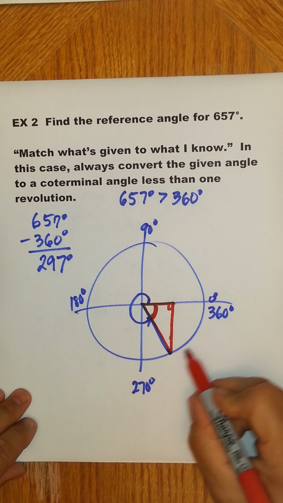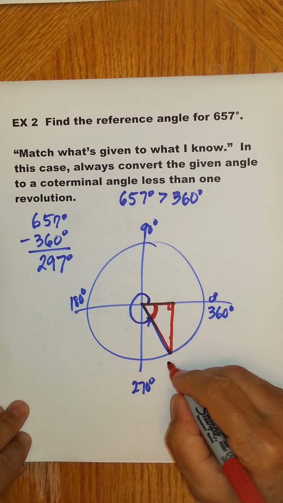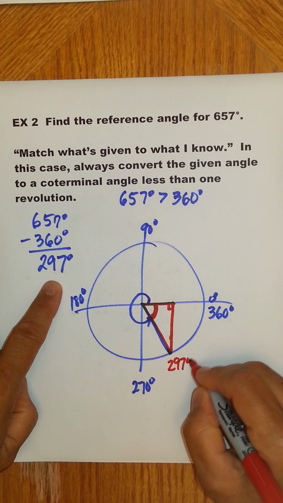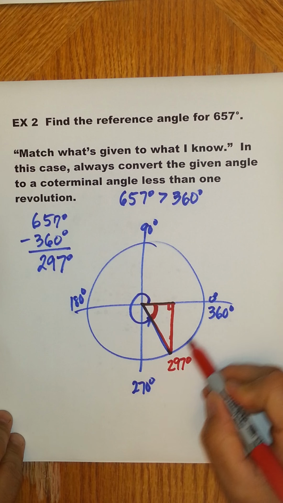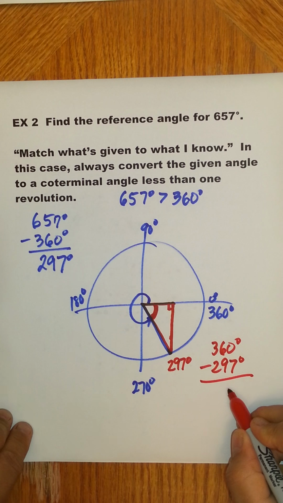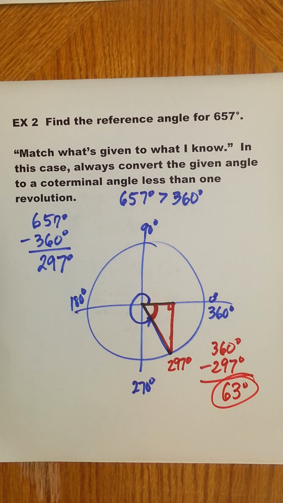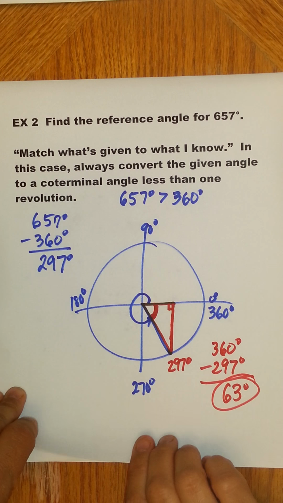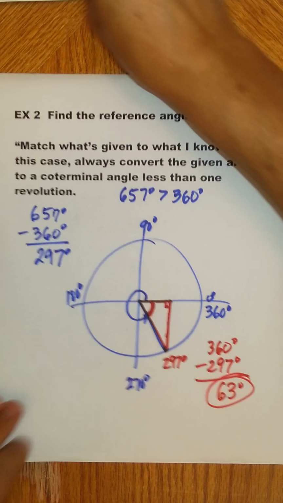So now all I have to do is say, oh, well, that's the difference between the motion from here, 297, to 360. So let's find that difference. And that ends up being, of course, the same 63 degrees. So this is the method I prefer: if I have a given angle that is more than one revolution, I find the coterminal angle that is less than one revolution, and then I drop to the x-axis and find the difference between the given angle and the closest angle on the x-axis. Okay. So now let's go ahead and do some more.